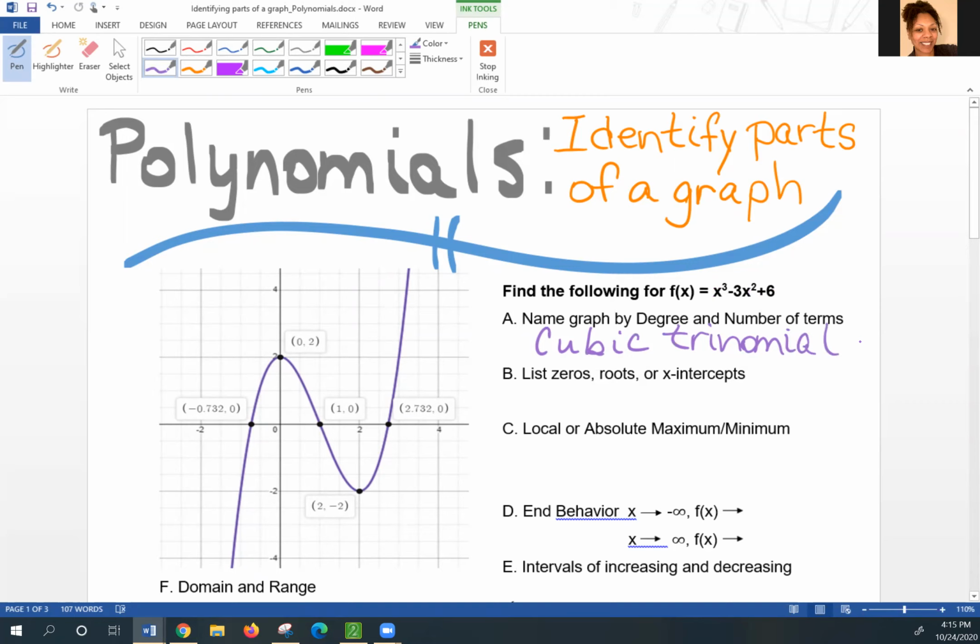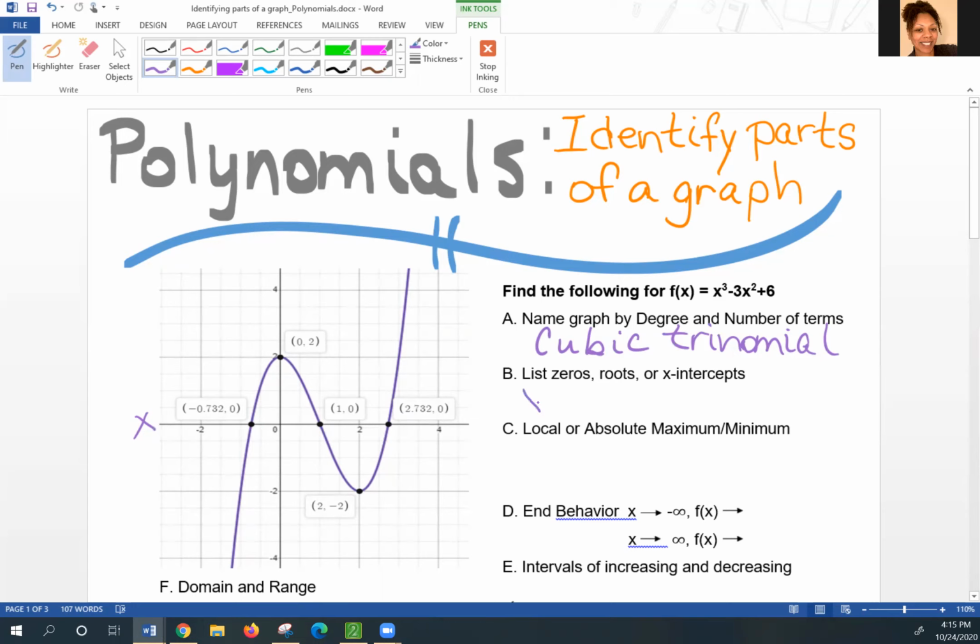The next item is to list zeros, roots, or x-intercepts. That means the same thing. So x-intercepts are basically where your graph is intercepting the x-axis. So this is the x-axis. I clearly see 3 points. Sometimes you won't see all of your zeros or x-intercepts on the x-axis because they may be non-real numbers. These just happen to be real numbers.